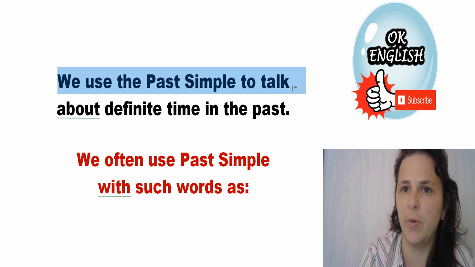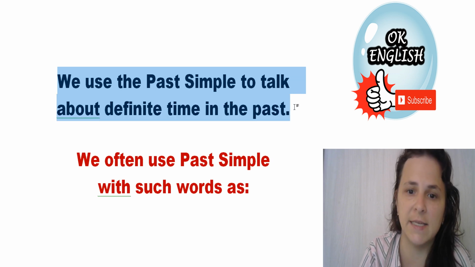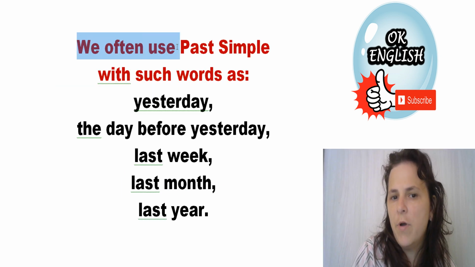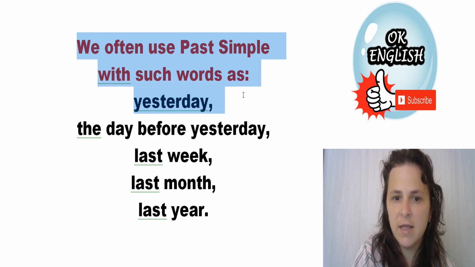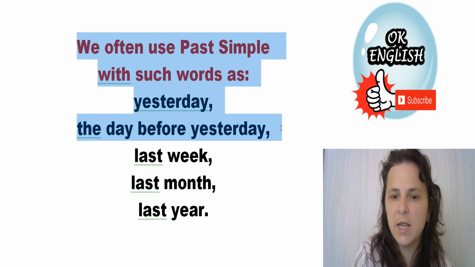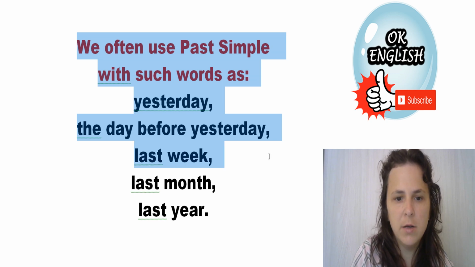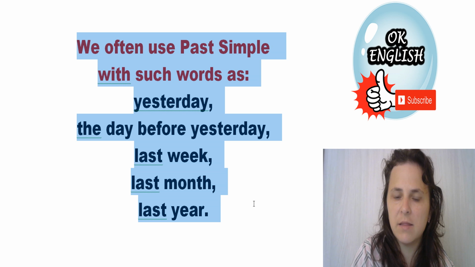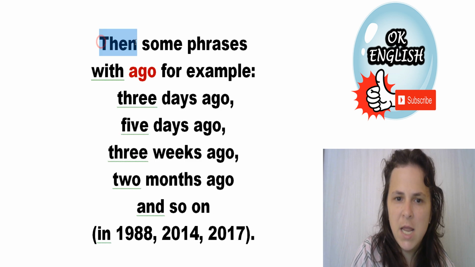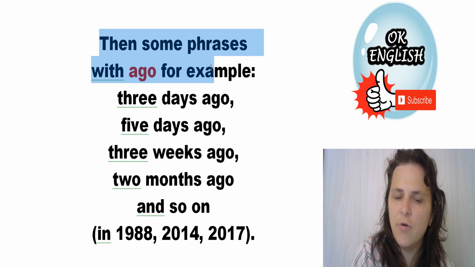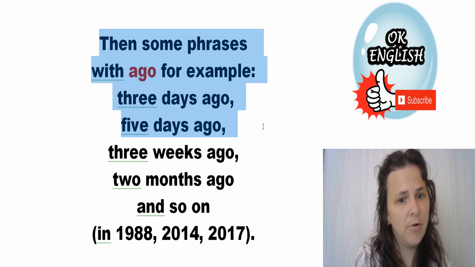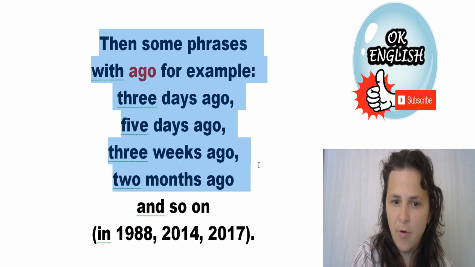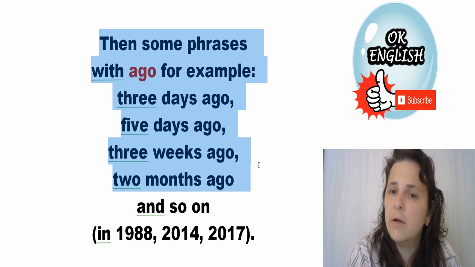We use the past simple to talk about a definite time in the past. We often use past simple with such words as yesterday, the day before yesterday, last week, last month, last year. Then some phrases with ago, for example, 3 days ago, 5 days ago, 3 weeks ago, 2 months ago, and so on.